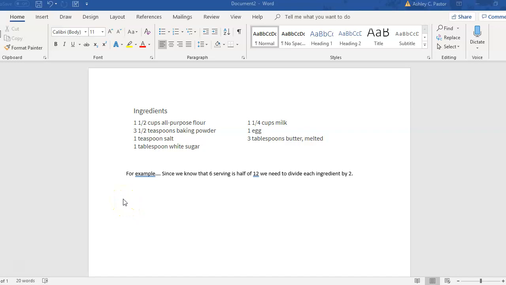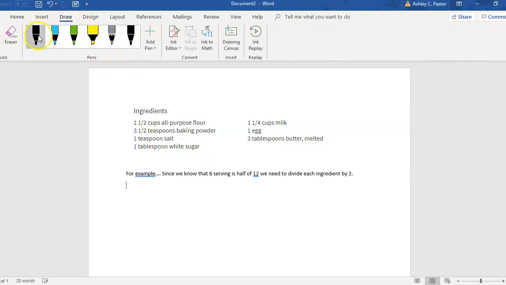Alright guys, so for the discussion that you are assigned, you have to take a recipe for pancakes and find half of the servings that is allotted. Since we know that this serves 12 people and we're trying to serve 6, that means we have to take half of each of the fractions.